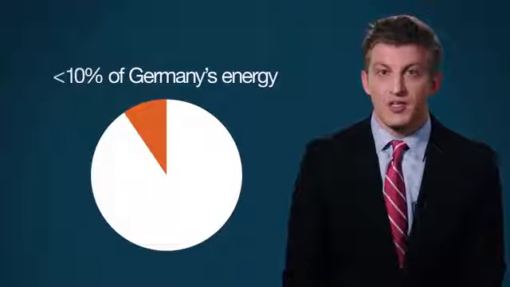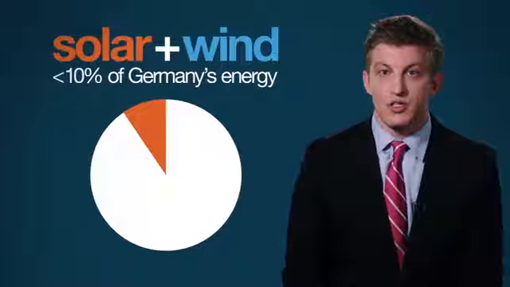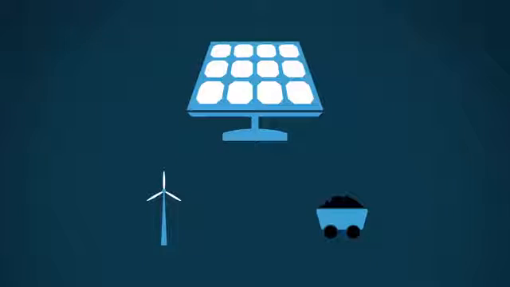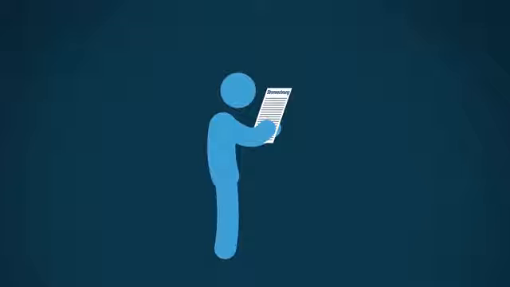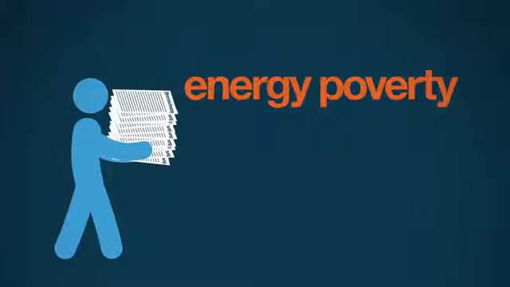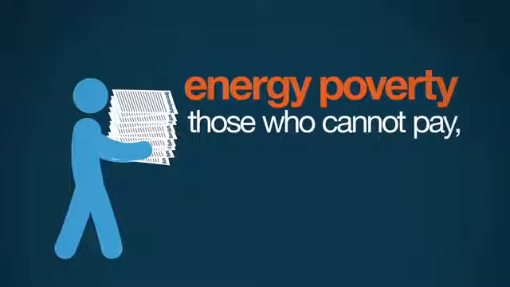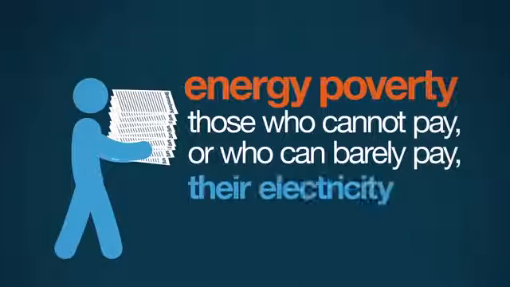So, while Germany has spent tens of billions of dollars to subsidize solar panels and windmills, fossil fuel use in that nation has not decreased. It's increased, and less than 10% of their total energy is generated by solar and wind. Furthermore, switching back and forth between solar and wind and coal to maintain a steady flow of energy is costly. Utility bills for the average German have gone up so dramatically that energy poverty has become a popular term to describe those who cannot pay, or who can barely pay, their electricity bills.